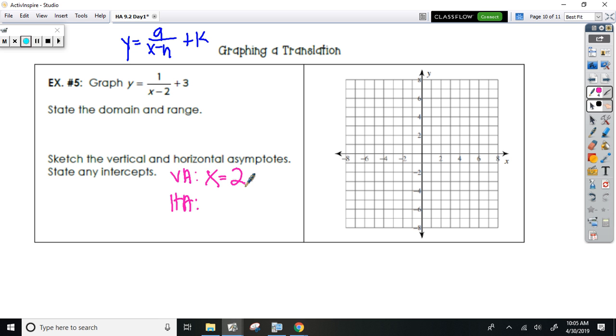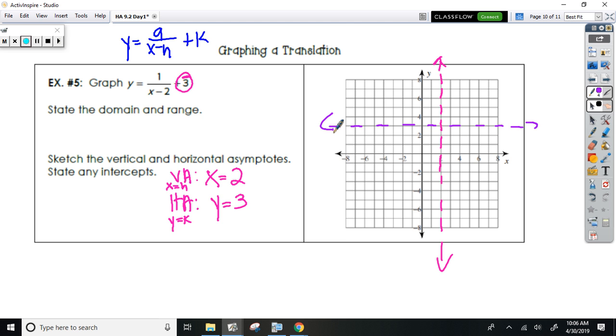And then our horizontal asymptote, and if you want to put that, is y equals k. The k value is 3. So when we go and plot those, x equals 2 is vertical at 2. Finally, one that looks different. And y equals 3. So the branches are going to go close to those instead of being close to the x and y axis.